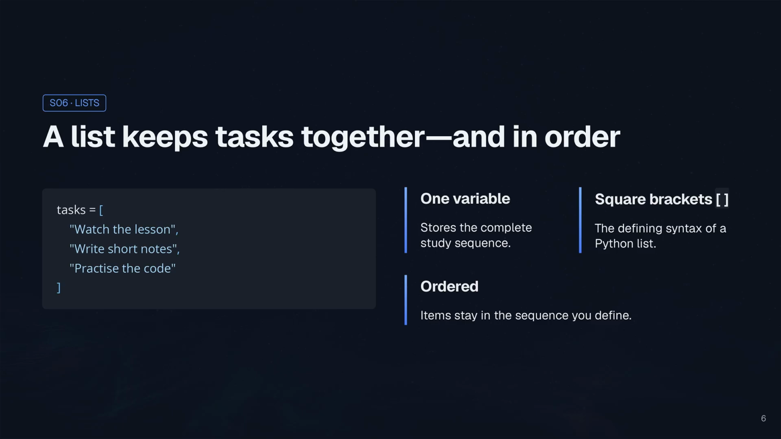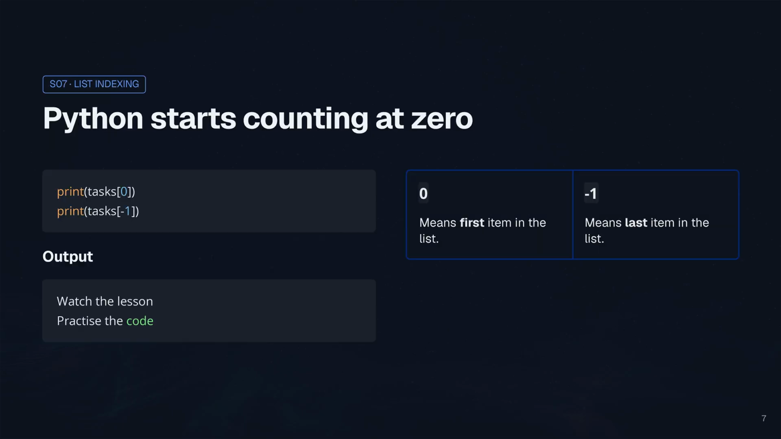That order matters because watching the lesson should happen before writing notes, and notes should happen before practice. Once the tasks are ordered, Python needs a way to locate each one. Python calls an item's position its index, and indexing starts at 0.